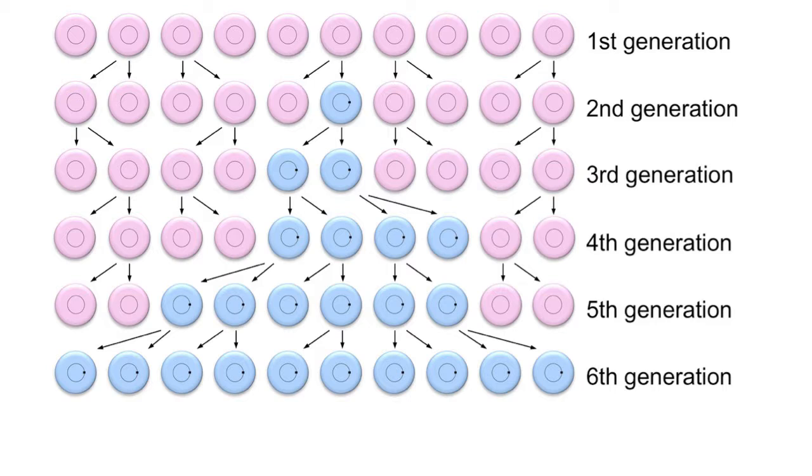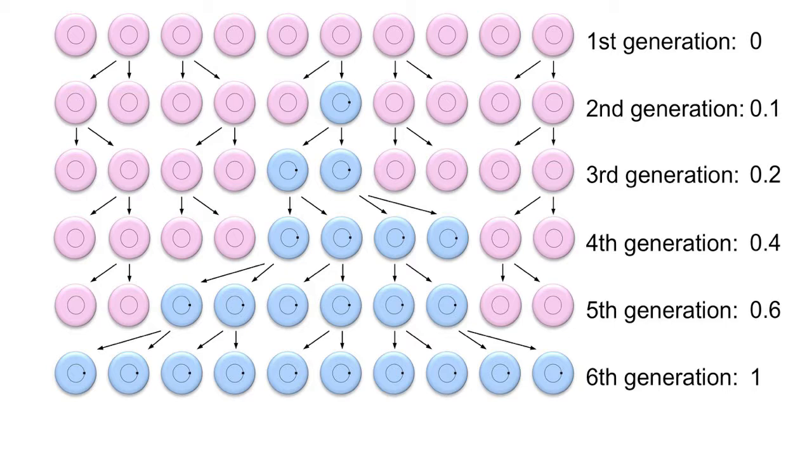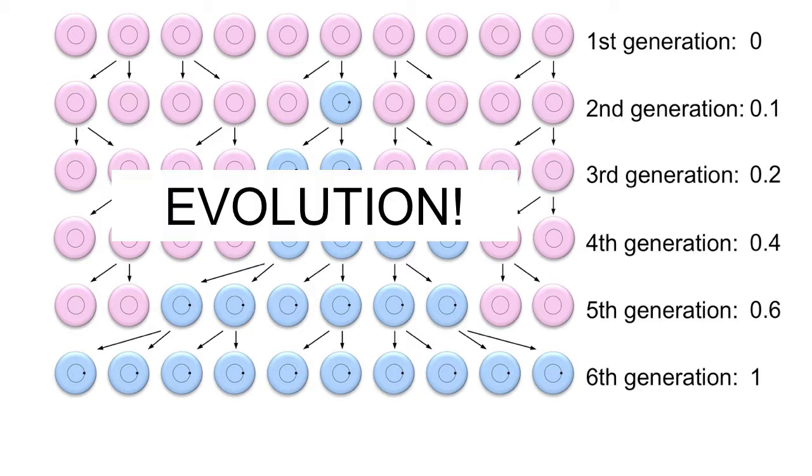The frequency of the blue allele went from 0 to 0.1, then 0.2, 0.4, and 0.6 to a frequency of 1. At the same time, the frequency of the pink allele went from 1 to 0. So the frequencies of both alleles changed over the course of generations. And that's evolution.